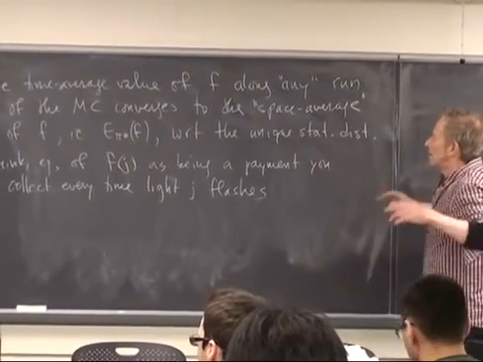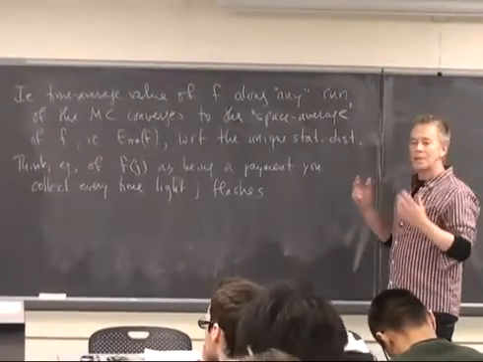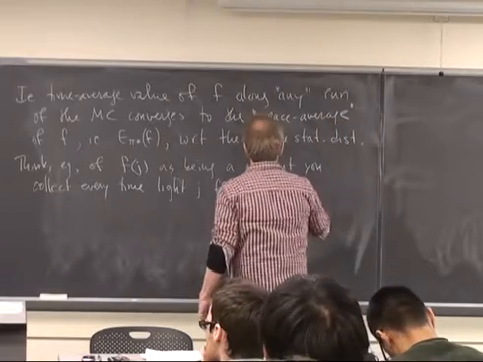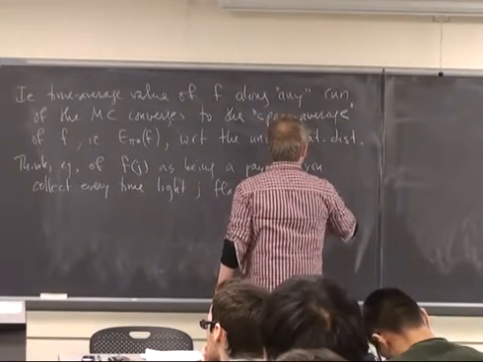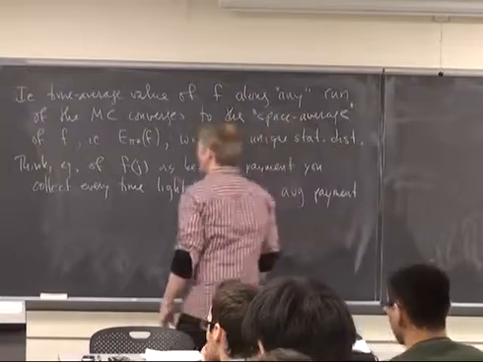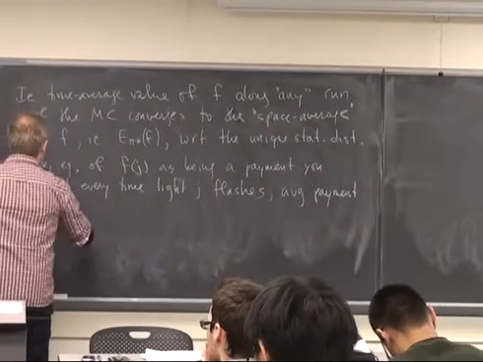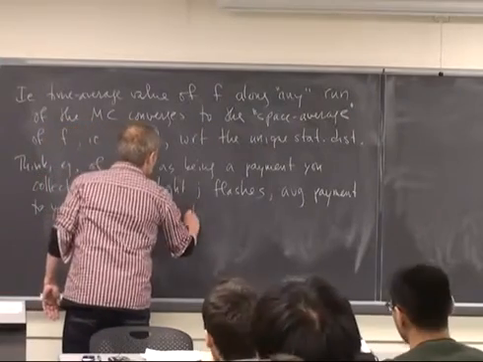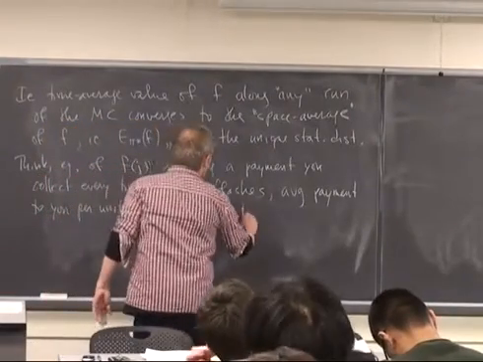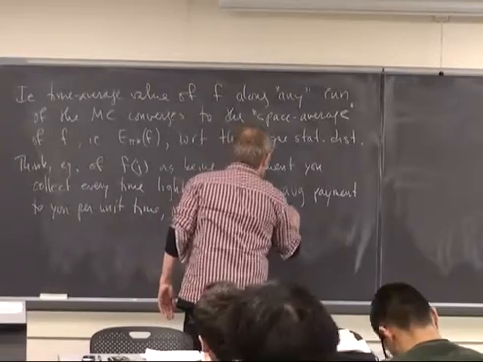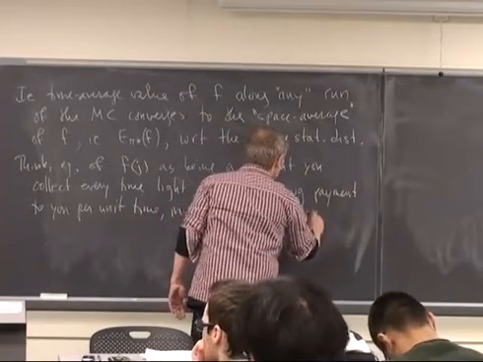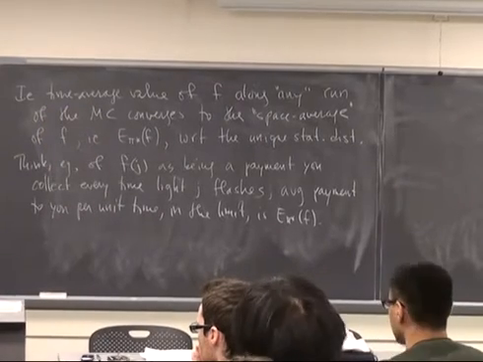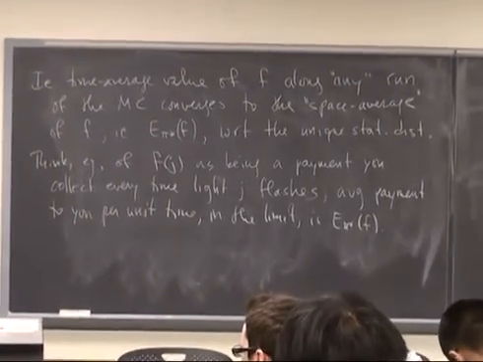Then the average amount of money you collect per unit time, the average payment to you per unit time in the limit of a very long run, is going to be E pi star f. So that's one way to think about this.